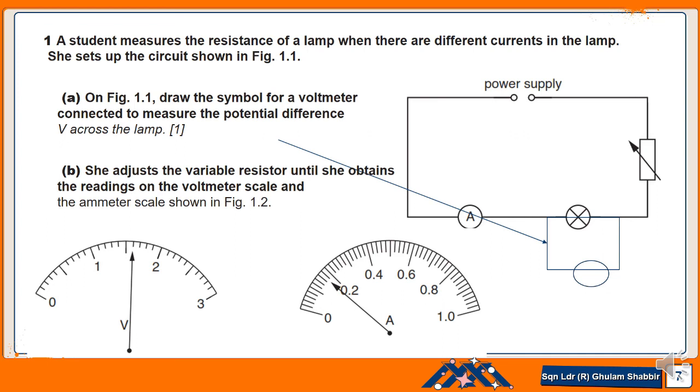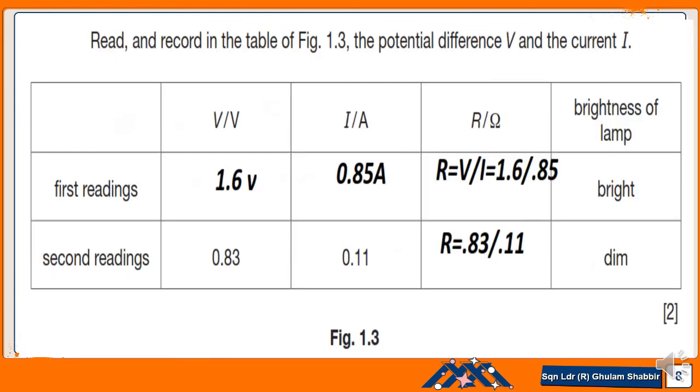Now the first question is: draw the symbol for a voltmeter connected to measure the potential difference across the lamp. So across the lamp, the voltmeter is connected. In the circle, there will be a V, the symbol for volts. Part B says that he adjusted the variable resistor and gets a reading. So the voltmeter reading will be 1.6 volt and the ammeter reading will be 0.85.